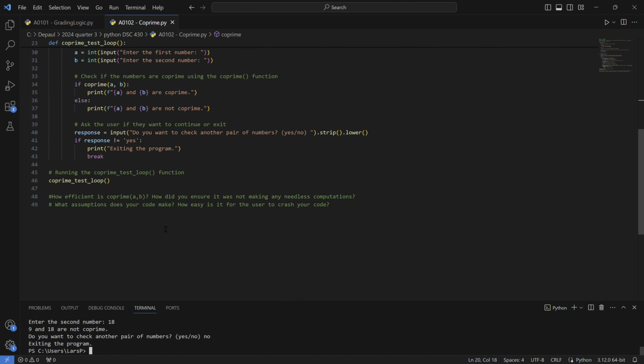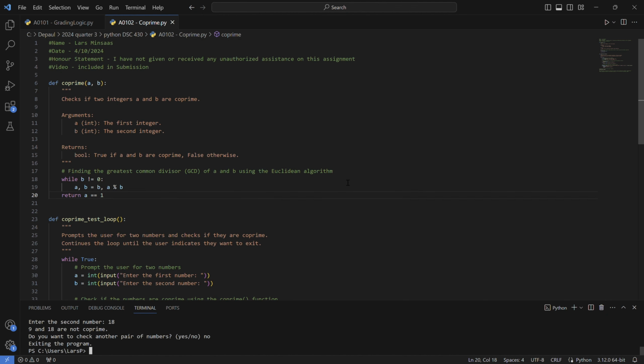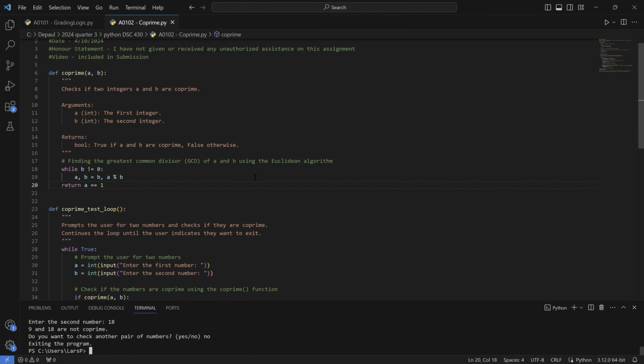So how efficient is coprime AB? How did you ensure that it was not making any needless computations? Okay, so the coprime AB function uses the Euclidean algorithm to find the greatest common divisor, or GCD in this case, of two numbers, namely A and B, which are the ones that we're using. I had to do some research in finding an efficient way to find the coprime, and this algorithm was the one that seemed the most efficient.